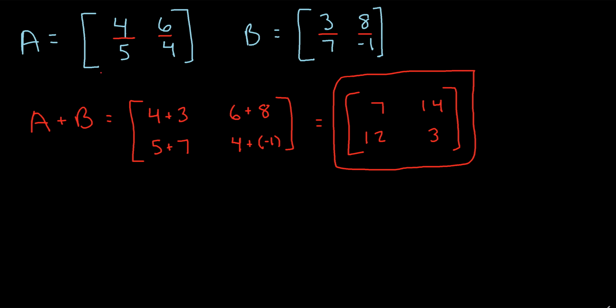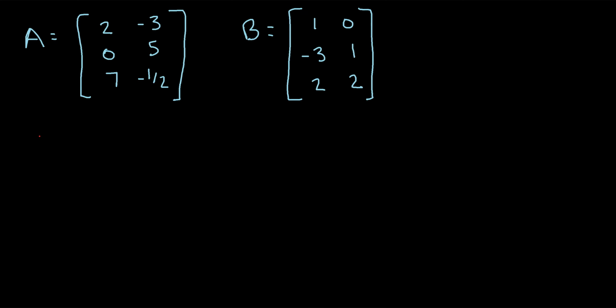And notice that matrix A is a 2 by 2 matrix, so it has 2 rows and 2 columns. And matrix B is also a 2 by 2 matrix. And when we add these two together, the end result is also a matrix that has 2 rows and 2 columns.